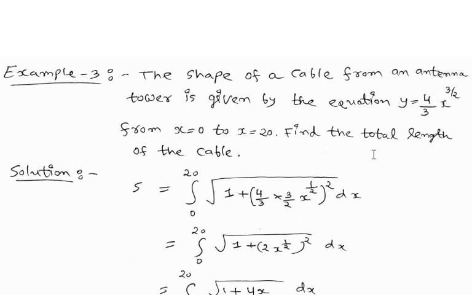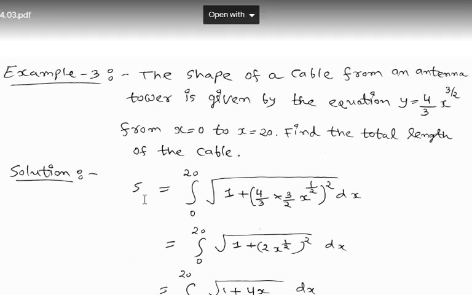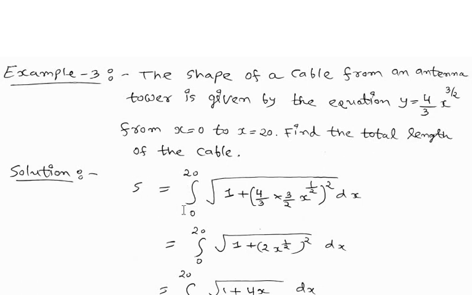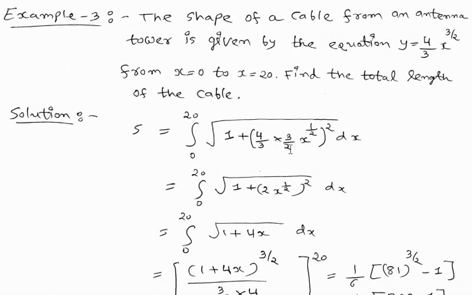So to find the total length of the cable, we will apply the formula s equals integration from a to b of square root of 1 plus dy by dx the whole squared, dx. Here the value of a is 0 and b is 20. So square root of 1 as it is plus, as it is. Now we have to find the derivative of y with respect to x. So 4 by 3 as it is, and the derivative of x raised to 3 by 2 is 3 by 2 x raised to 1 by 2. Now you have to simplify this result, and the simplification is square root of 1 plus 4x.